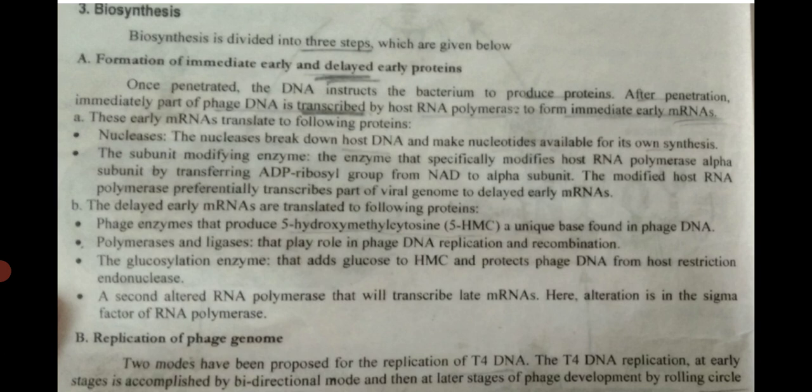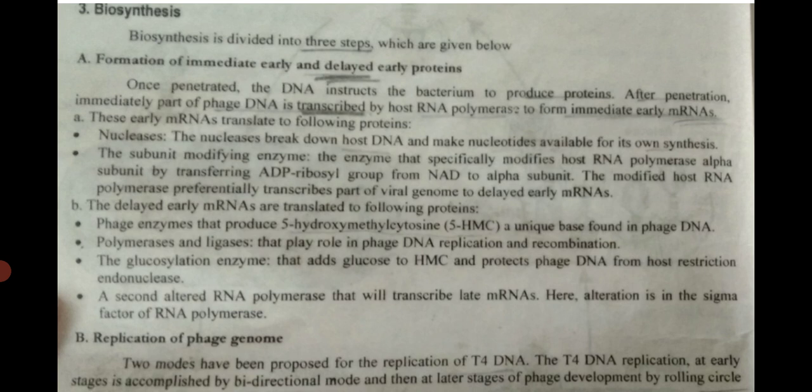The first enzyme, a phage enzyme, produces 5-hydroxymethyl cytosine, that is 5-HMC, and this is an extra or unique base in T4 bacterial DNA, produced by one enzyme. Second, there are polymerase and ligases. The polymerase is useful for polymerization of viral DNA at the time of viral DNA replication. Ligases join Okazaki fragments at the time of viral DNA replication.